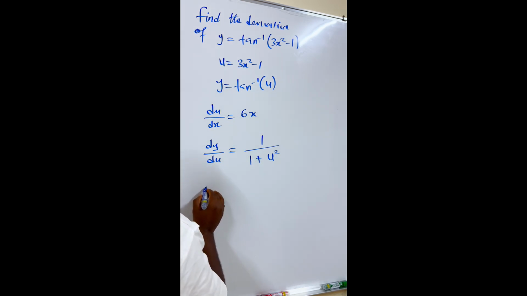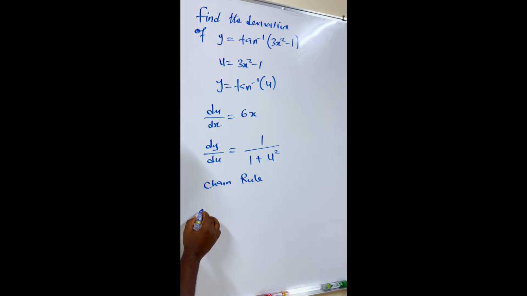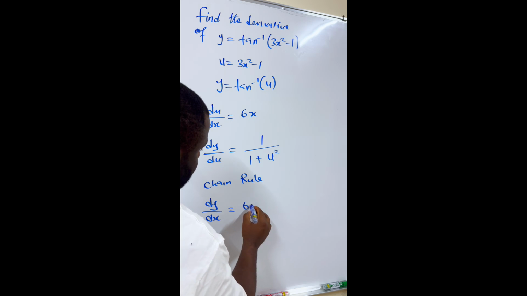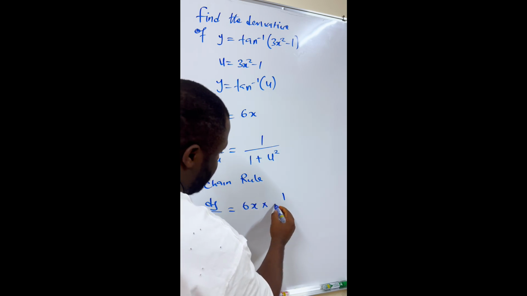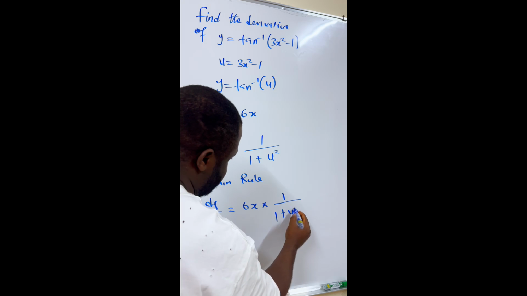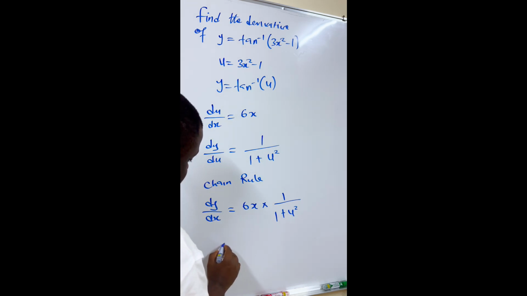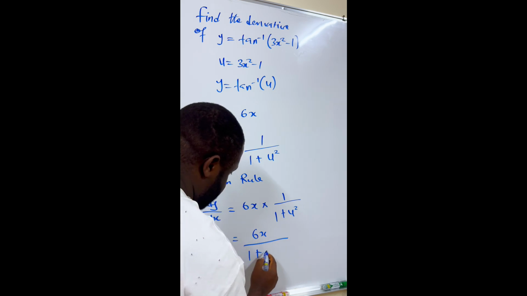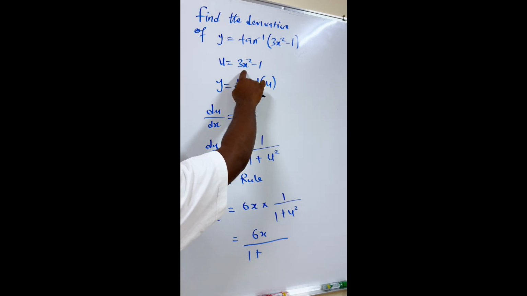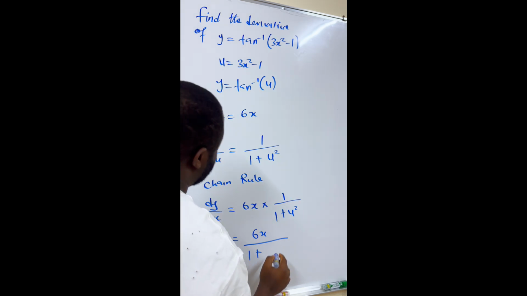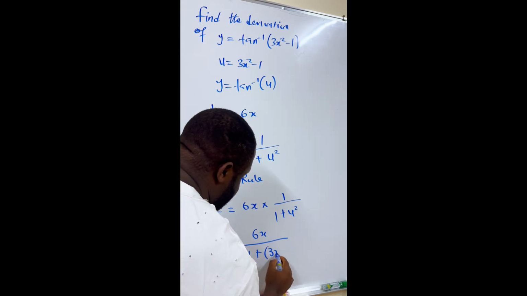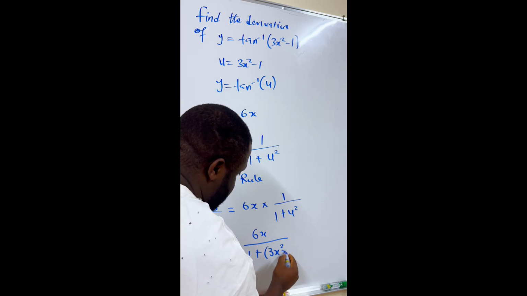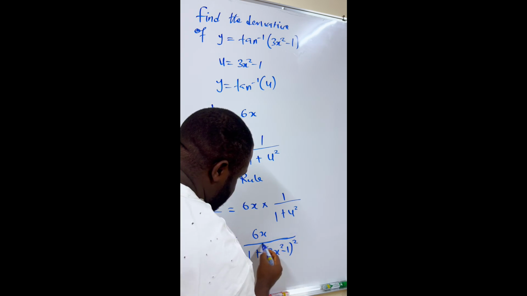So applying the chain rule, dy/dx will now be equal to 6x multiplied by 1 over 1 plus u squared. So this will give us 6x over 1 plus, what is u? Remember that u is this quadratic, but we have it squared here. So you now have 3x squared minus 1, squared. So that is it.